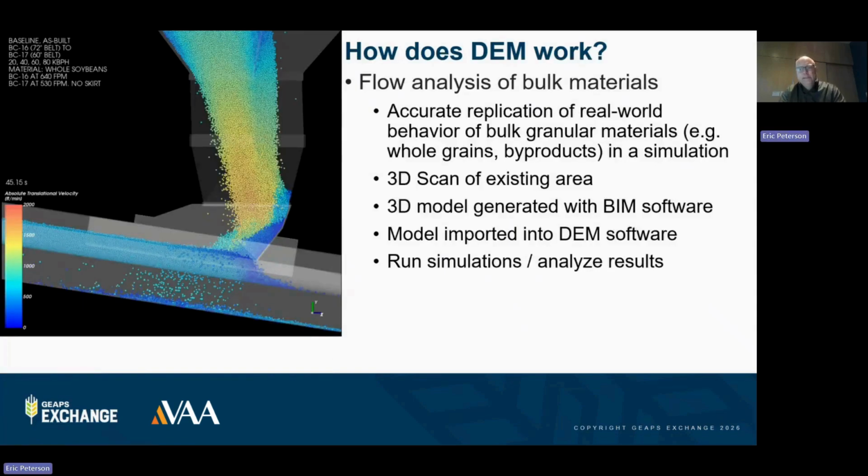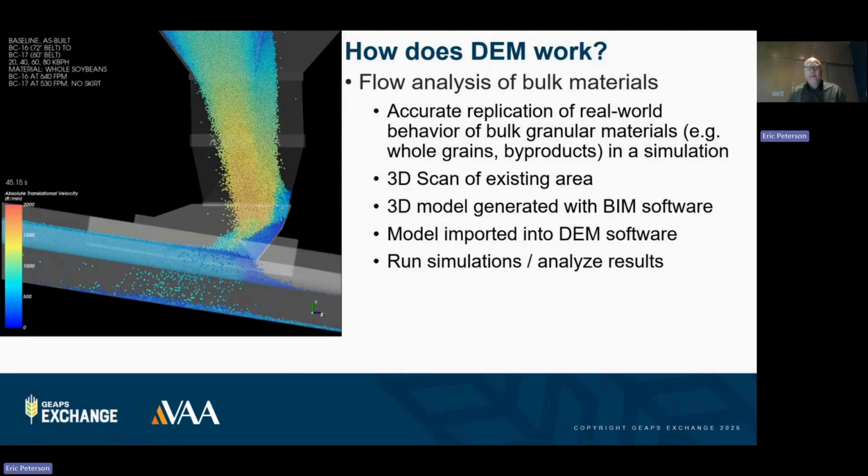So the way it works is it analyzes and accurately replicates real-world behavior of bulk granular materials, for example, whole grains or grain byproducts, in a simulation. The first step in the workflow, a lot of times, when you're looking at an existing installation that's problematic, is to scan the existing area and, using 3D modeling software like Autodesk Revit, for example, model up that existing situation, the existing spouting. A lot of times in existing facilities, there is not the benefit of good, accurate, as-built drawings of an installation. So doing the scan becomes very important.